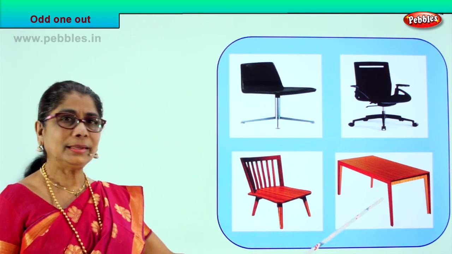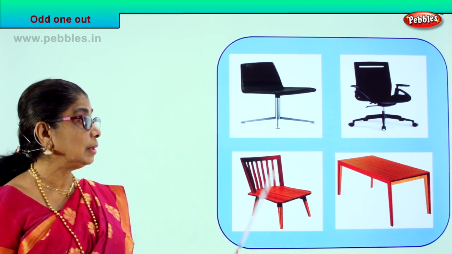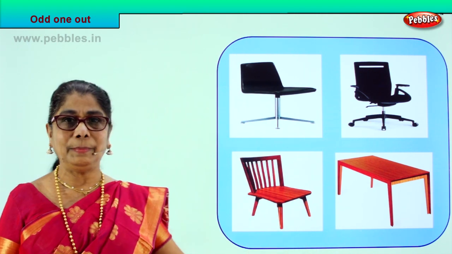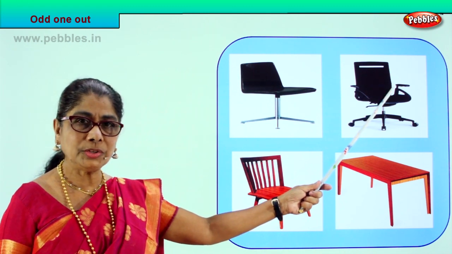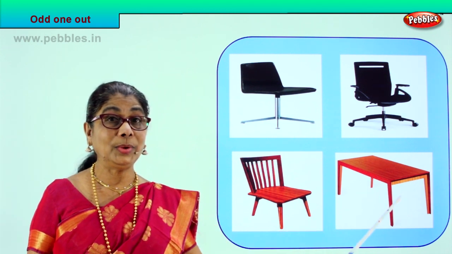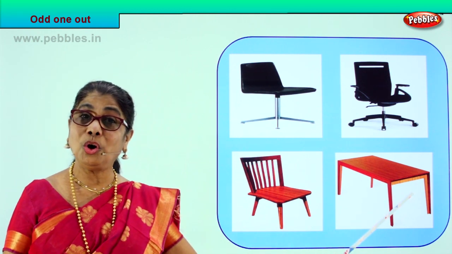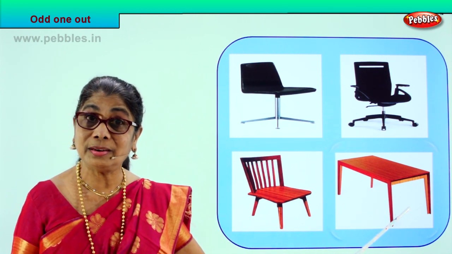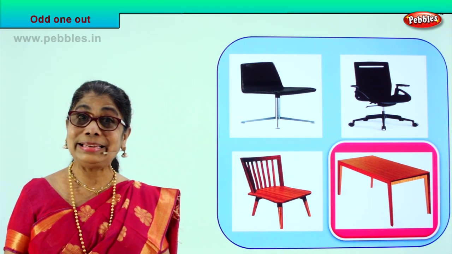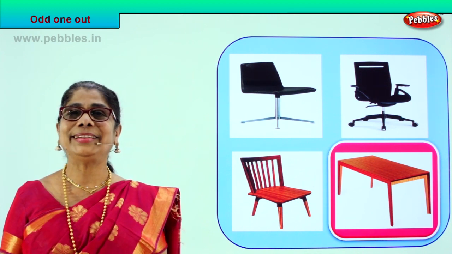What is this? This is a table. A table. So what are all these? All are furniture. All chairs and tables. So now let's look. We have one chair, two chairs, three different types of chairs. And what is this? A table. So we have chairs, and the table is the odd one out. Very clever. Three different types of beautiful chairs, and here is a table that is different from the chairs. Very good. Clever children.